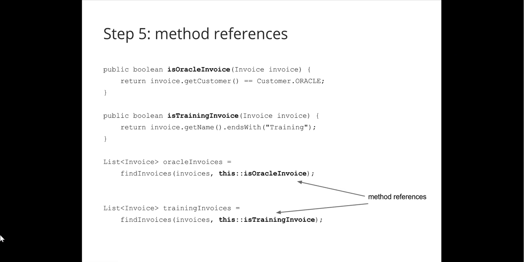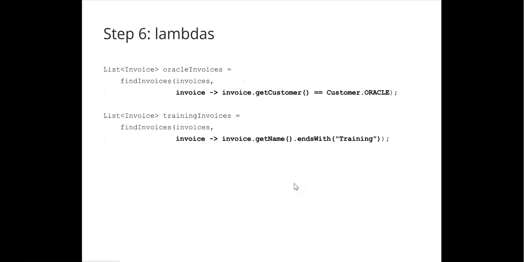What you can do now in Java 8 is to say, well, I've got this method here that's already modeling a predicate. It's taking an invoice and returning a Boolean. Why don't we just reuse this method directly? You can do that through a method reference. So we're using this method here as a value. We're injecting it as a second argument to findInvoices. Fantastic. That looks much, much cleaner.